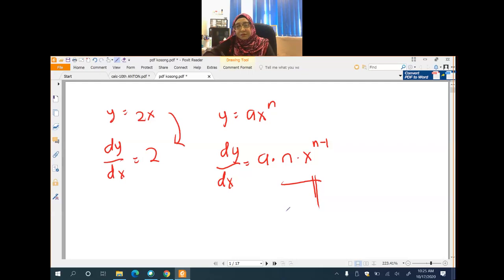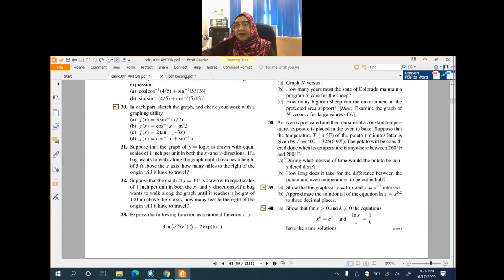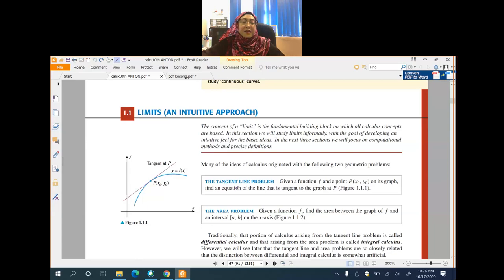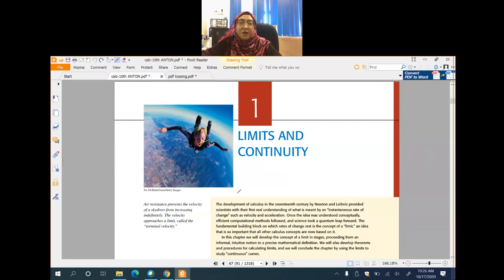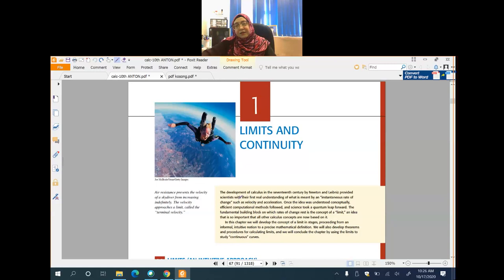It is actually from the definitions of the limits. If you look at the book I've shared with you, I've shared a link from which you can download a soft copy of the book. The book is by Anton, with the yellow cover. There are lots of topics in this book.